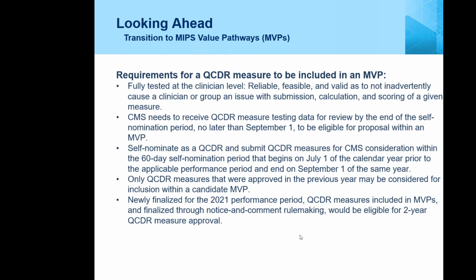Again, you have to be an active QCDR that's approved to be able to submit the QCDR measures for CMS consideration within that 60-day self-nomination period that begins on July 1 of the calendar year prior to the applicable performance period, and then will end on September 1 of the same year. So a QCDR measure must be approved in the previous year before it can be considered for inclusion with a candidate MVP in the subsequent year.